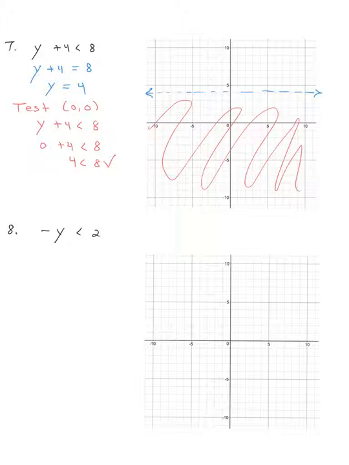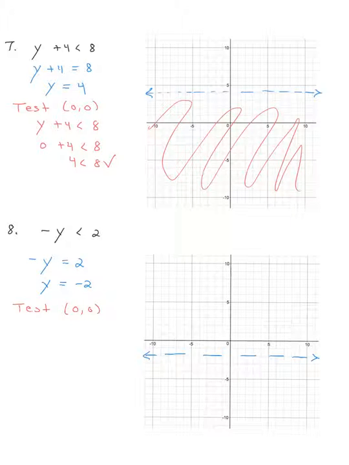For negative y is less than 2, let's see, we're graphing negative y is equal to 2 as a dashed line. If you divide both sides by negative 1, we get this is equivalent to y is equal to negative 2. That means at negative 2, there is this horizontal line. I will test 0, 0.